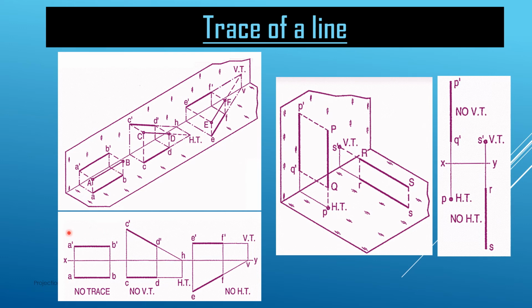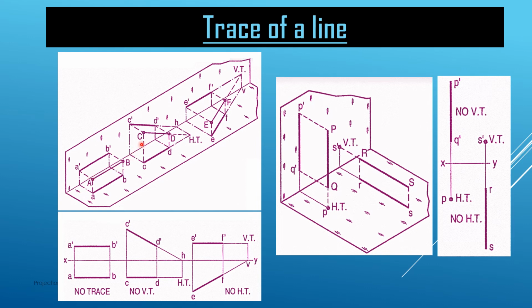In this diagram it is also shown, on the two-dimensional sheet, that A dash and B dash is the projection on the vertical plane and AB on the horizontal plane, and we see that no trace is obtained in this case because this line is not intersecting any plane, as it is parallel to both the HP and VP.